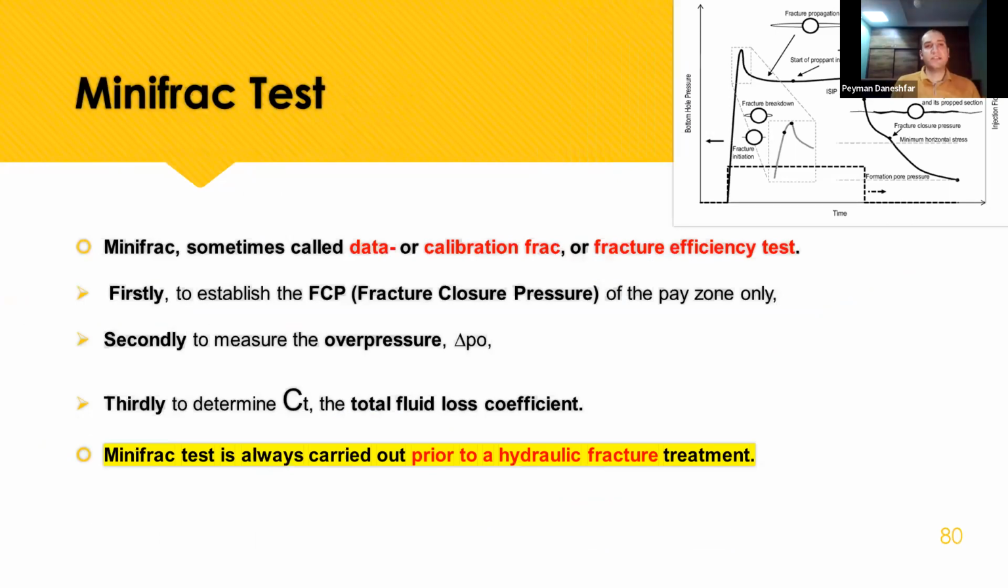What is a Mini-frac test? When we want to gather pressure data, we should do some tests, which we call a Mini-frac test. We should do it to establish or find the FCP, or fracture closure pressure, to find the overpressure, to find the fluid loss coefficient, and also the minimum horizontal stresses and all parameters.